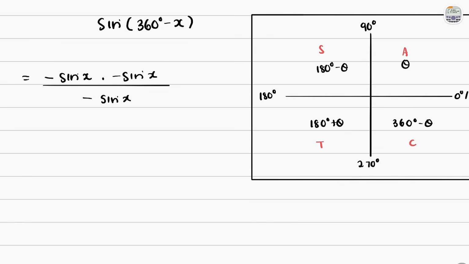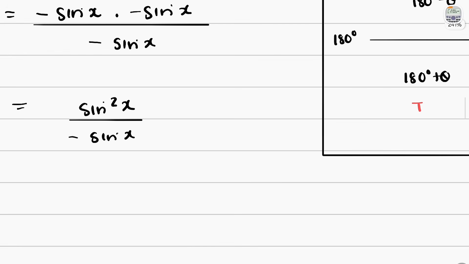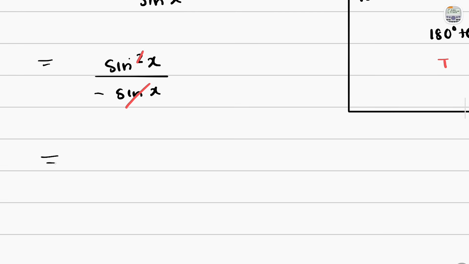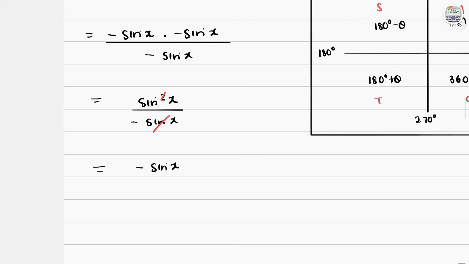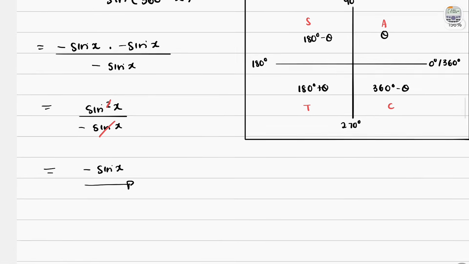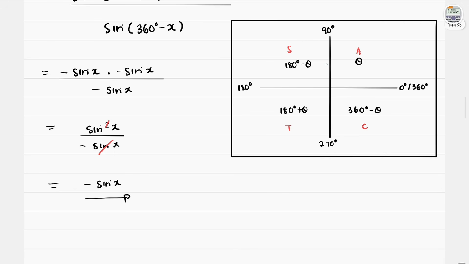So the negative times the negative gives you a positive, and you have positive sine squared x in the numerator and negative sine x in the denominator. Sine x and sine x cancel in the numerator and denominator. And so all we have left is, there's still a negative here. So it is negative sine x, because sine x divided by negative 1. And that is our answer. Moving on to the next question.